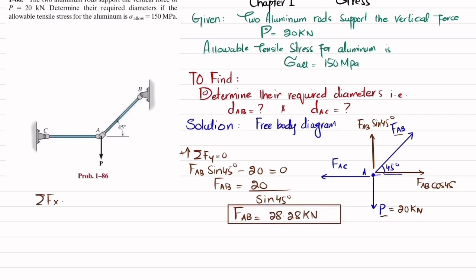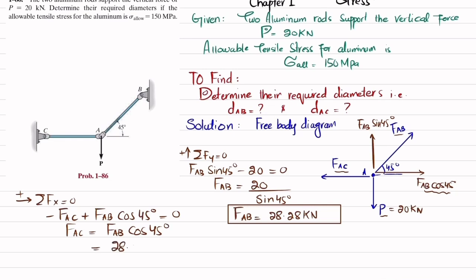Now we will find FAC by using the equation of equilibrium: the sum of all forces along x direction must be equal to 0, and force in this direction is taken as positive. So FAC is in the opposite direction, so I will write minus FAC, and this component FAB cos of 45 degrees in the positive direction. So FAB cos of 45 degrees minus FAC is equal to 0. So FAC will be equal to FAB cos of 45 degrees. FAB is 28.28 into cos of 45 degrees. And when you calculate it, you will get the force offered by member AC at point A will be equal to 20 kilonewton.